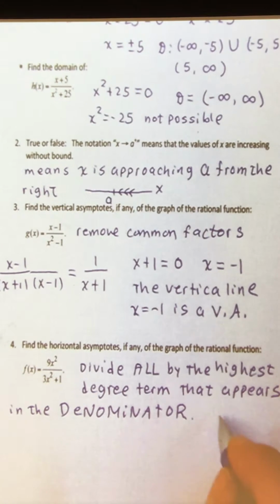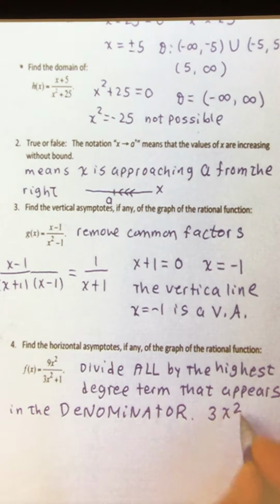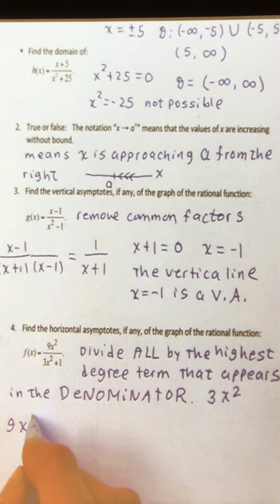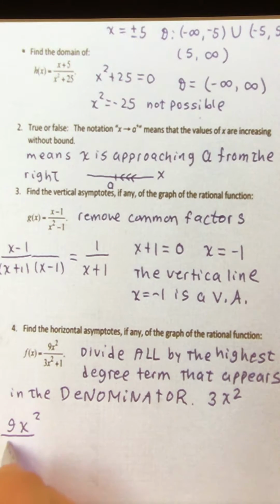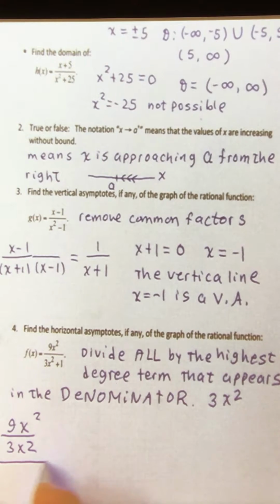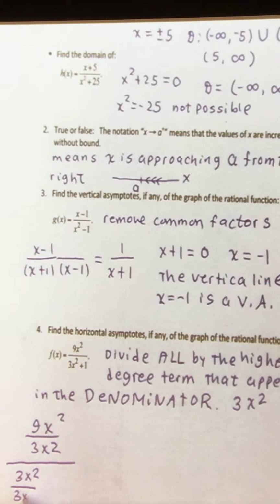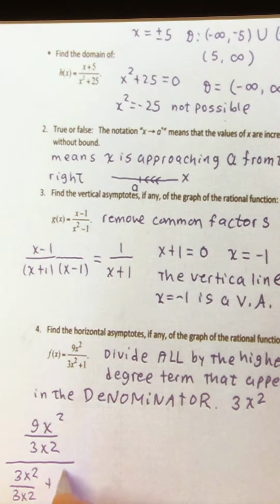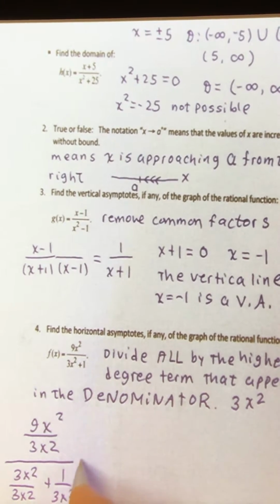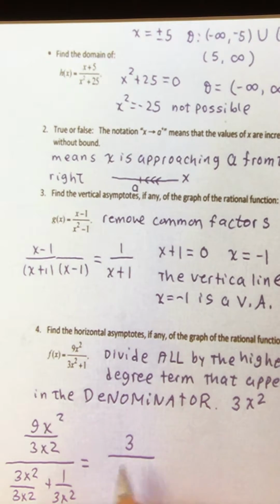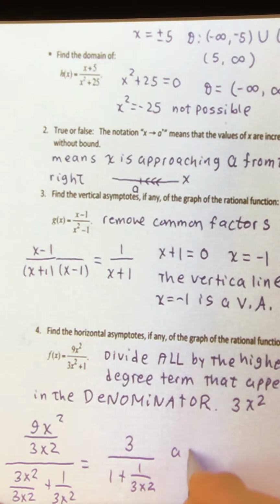Here, our highest degree term in the denominator is 3x squared. So we will take every term in the numerator, take 9x squared and divide it by 3x squared. In the denominator, we divide each of those by that highest degree term. Simplify next, and that'll give us 3 in the numerator, and in the bottom, 1 plus 1 over 3x squared.